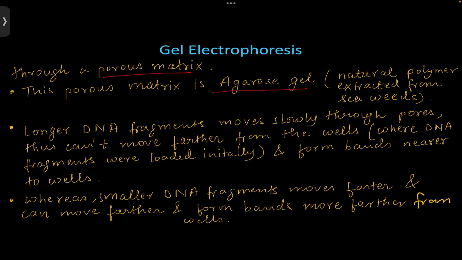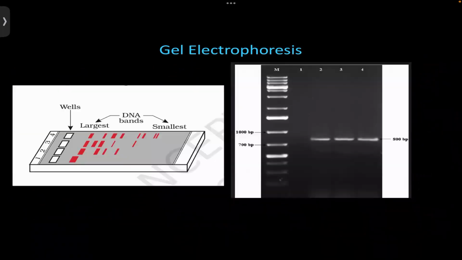So what happens ultimately? If this is the negatively charged end, this is your positively charged end. And this is your agarose gel matrix, the gray colored. At the wells, people create small wells. Within these wells, they load their DNA solution, which has DNA fragments of various lengths.